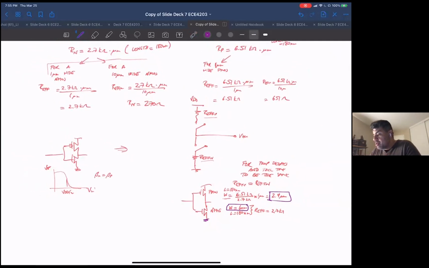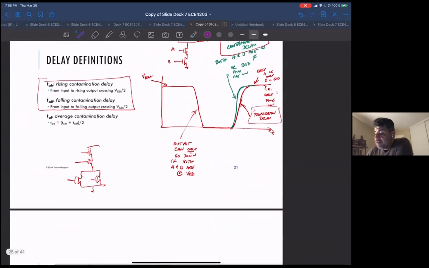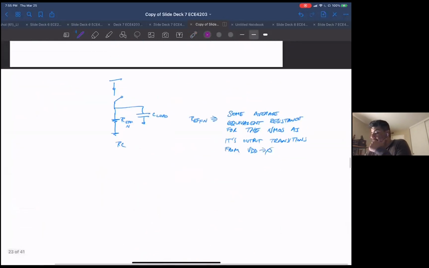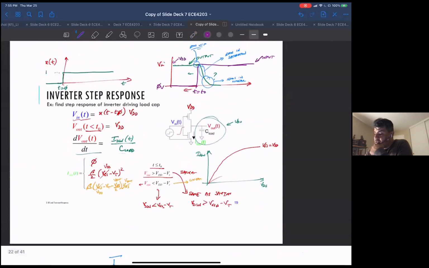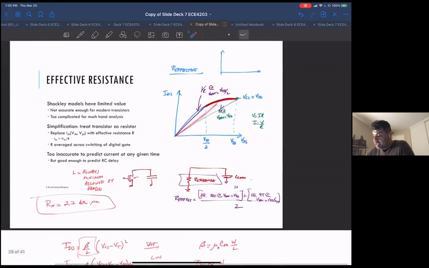Now, because we're talking about prop delay, or delays generally, we have current or resistance, and then we have capacitance. So we have the load capacitance, but each one of these transistors has a capacitance that's a parasitic capacitance itself. Remember that. So this is the resistance.